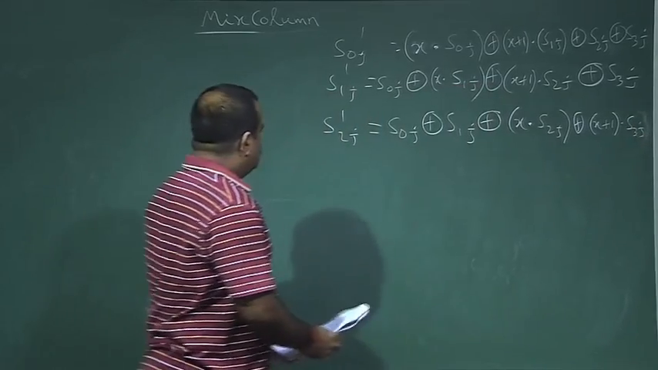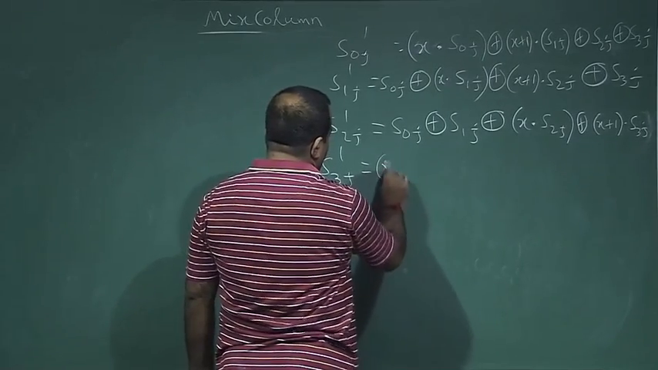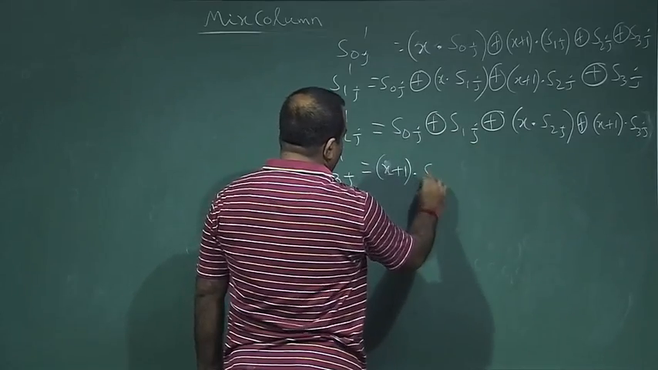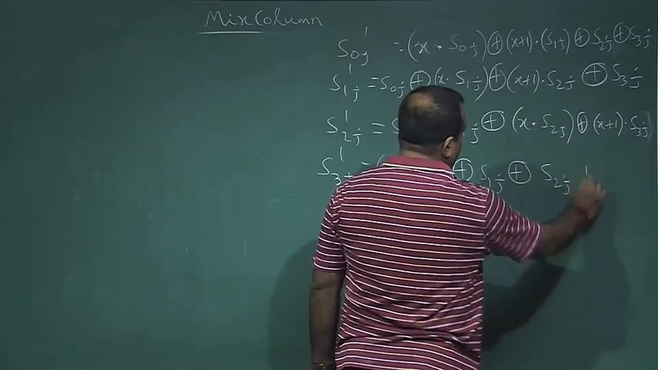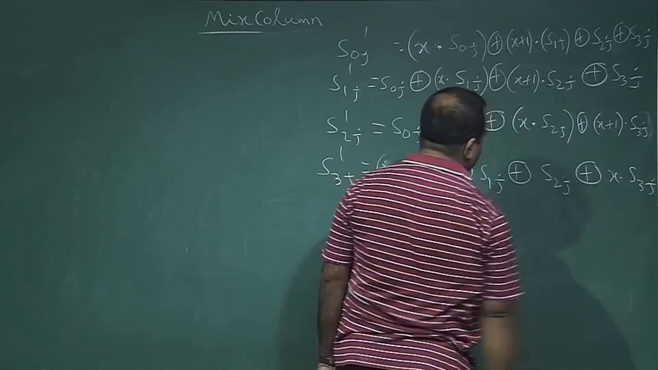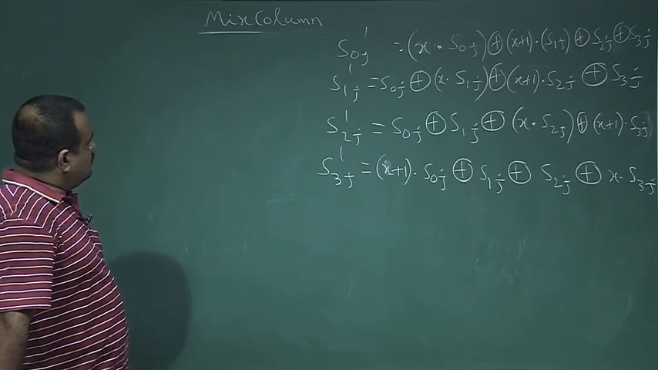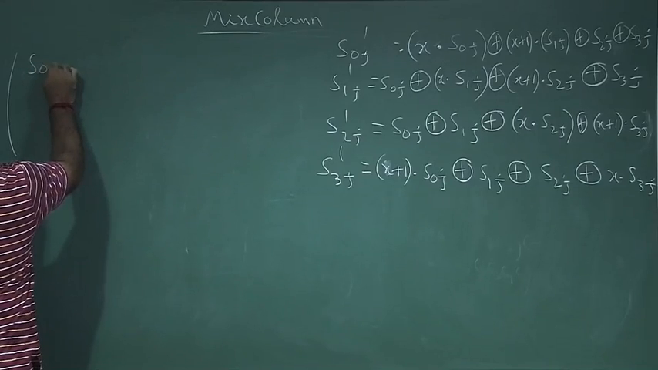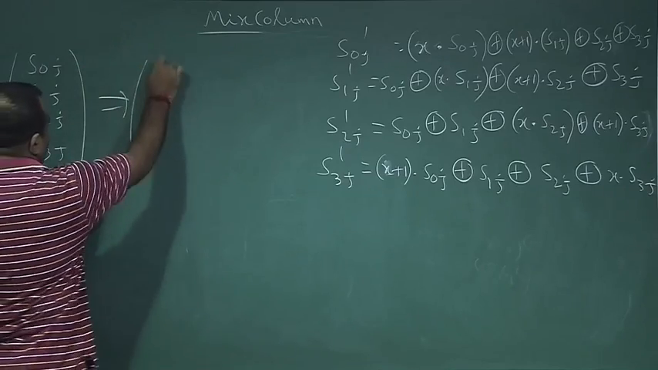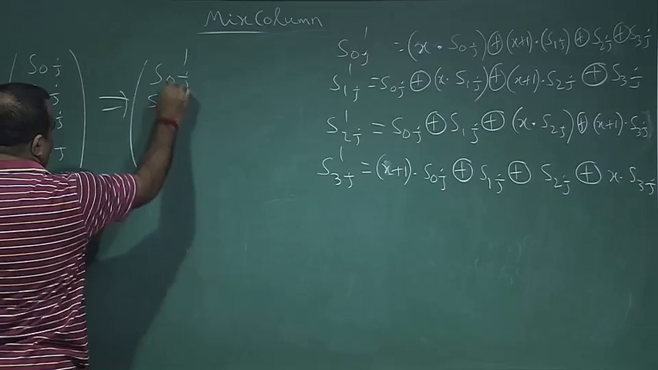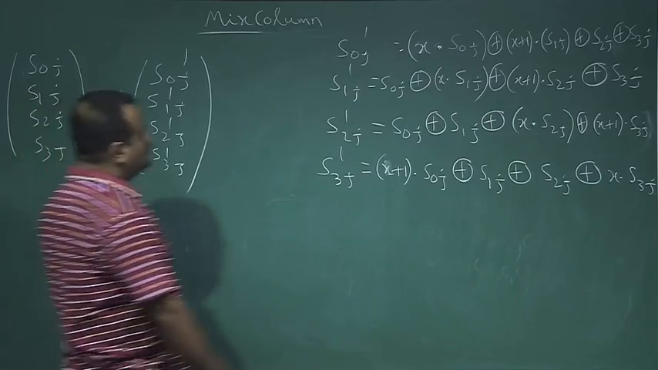So, this is S2j, then XOR with (x plus 1) times S3j. Then the last one is, symmetric, (x plus 1) times S0j XOR with S1j XOR with S2j XOR with x times S3j. So this is the formula for the MixColumns operation. We have S0j, S1j, S2j, S3j, which are transformed to S0j', S1j', S2j', S3j', and each operation is a field operation.